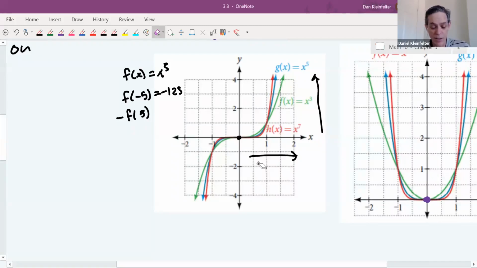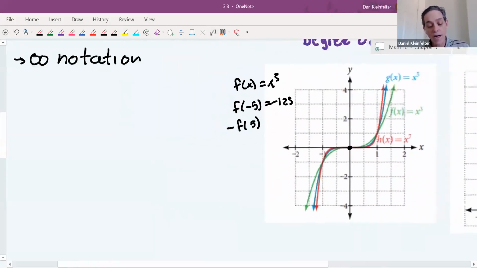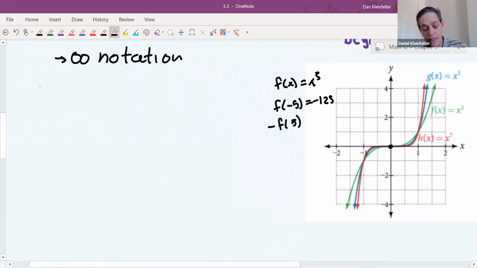And there's no limit to that, right? It keeps going up forever and ever. How you would write that is you could say something like, as x approaches positive infinity, which is a way of saying x increases forever and ever and ever, x approaches positive infinity, the f of x's approach positive infinity.